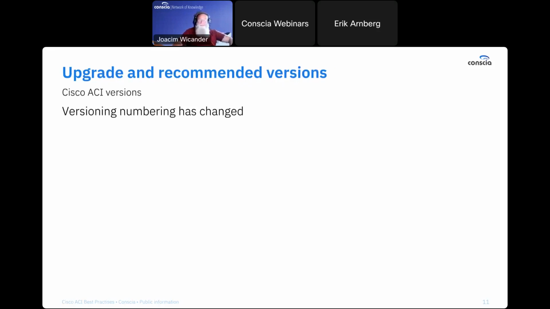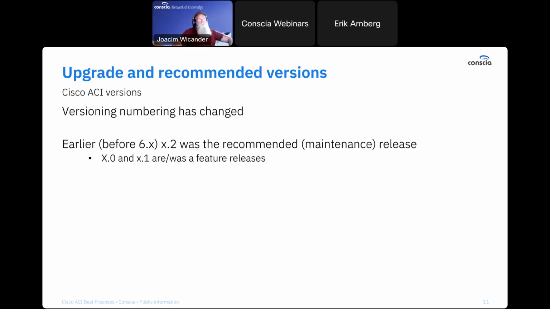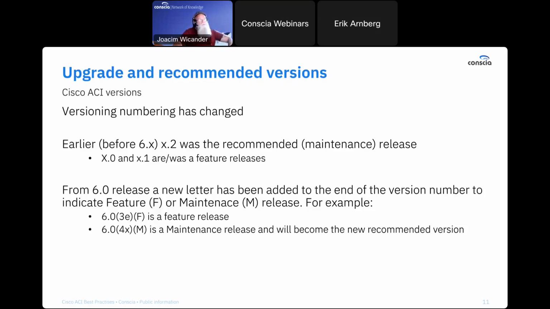Version numbering has changed. Earlier, before 6.x, it was always the .2 version that was the recommended version, which is called the maintenance release. The .0 and .1 were always feature releases, where Cisco came out with new features and new functionality and stuff like that. From 6.0, there's a new letter at the end of the release number, which indicates if it's a feature release, an F, or a maintenance release, which is an M.